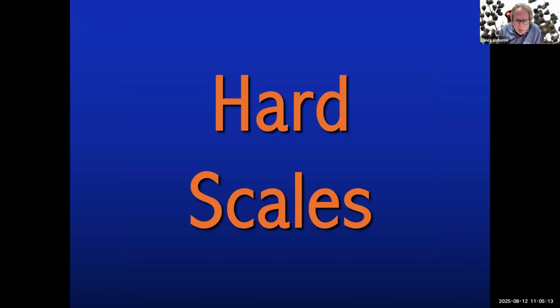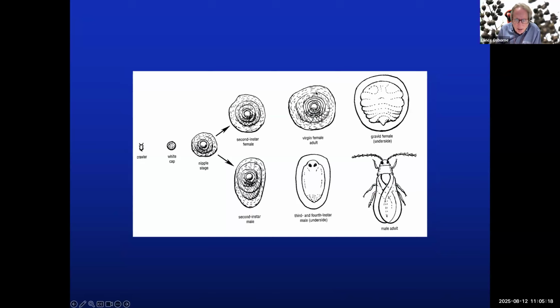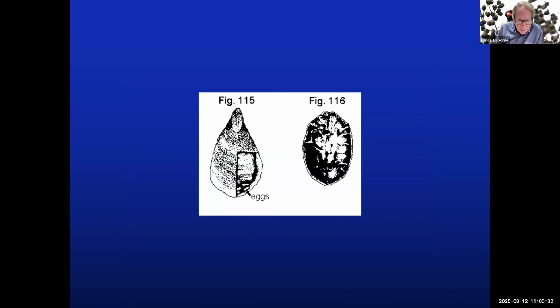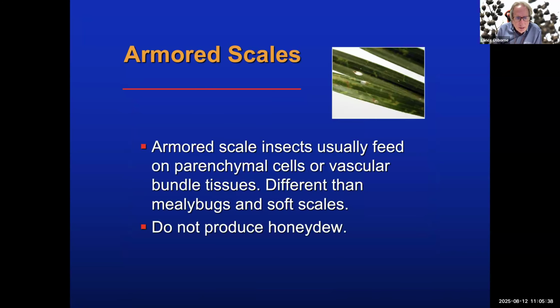Okay, hard scales or armored scales is what we're really talking about today. Again, just a stylized life cycle, but you're looking at the females here, which are the ones we're most concerned with. They're the ones laying all the eggs, and you want to see if you're killing them or not. Again, underneath the test or the covering is where the eggs are. And you can see, obviously, there are telltale signs.